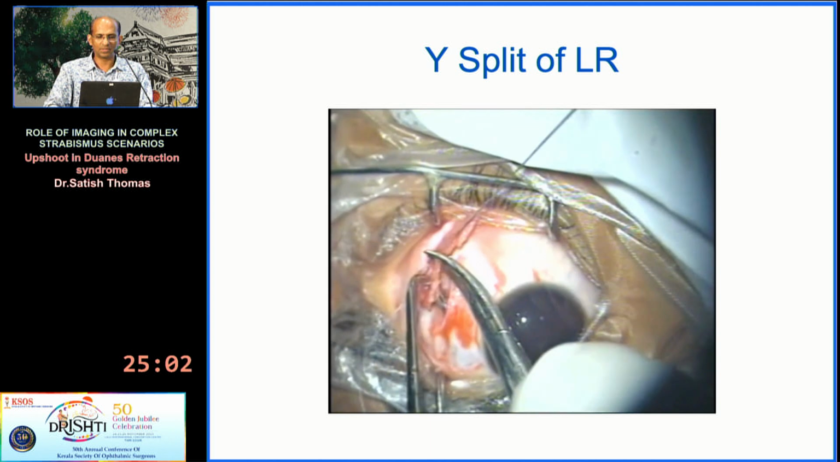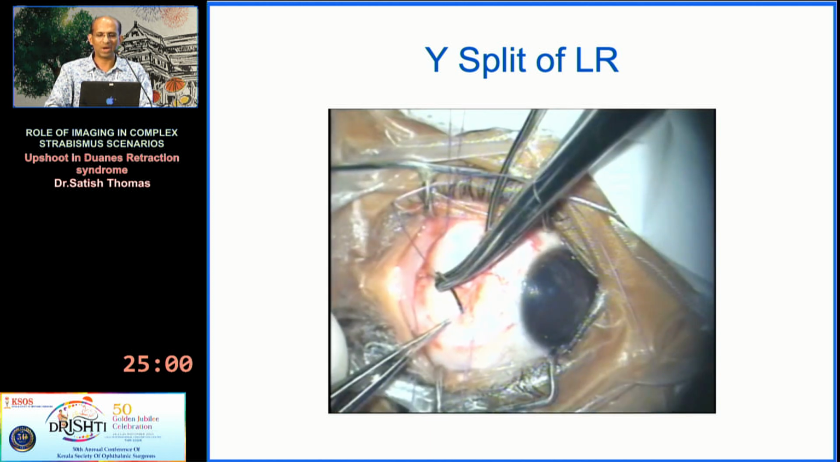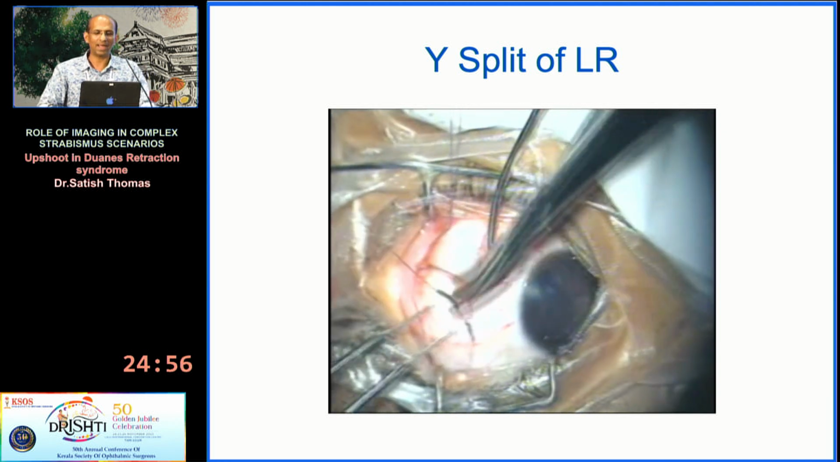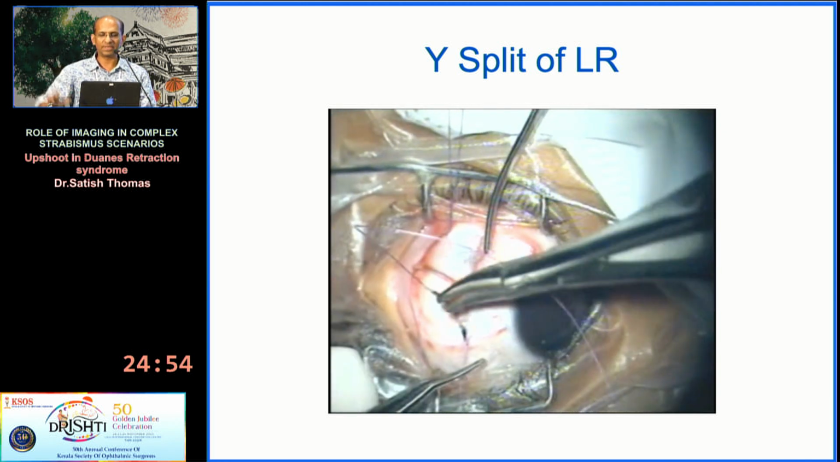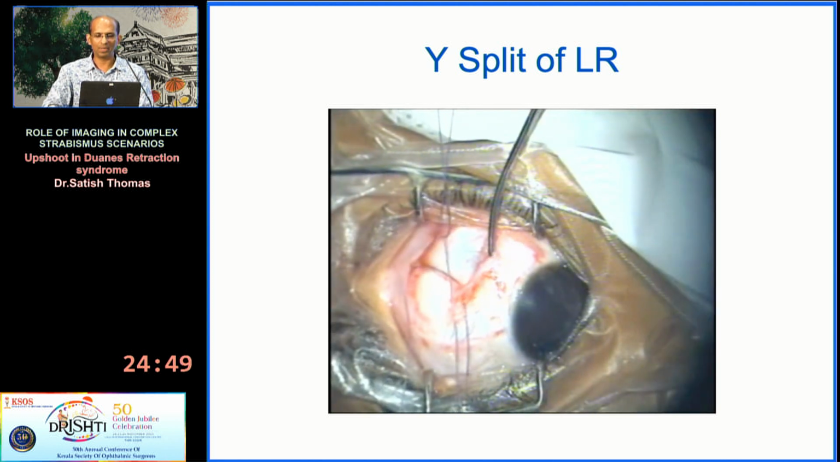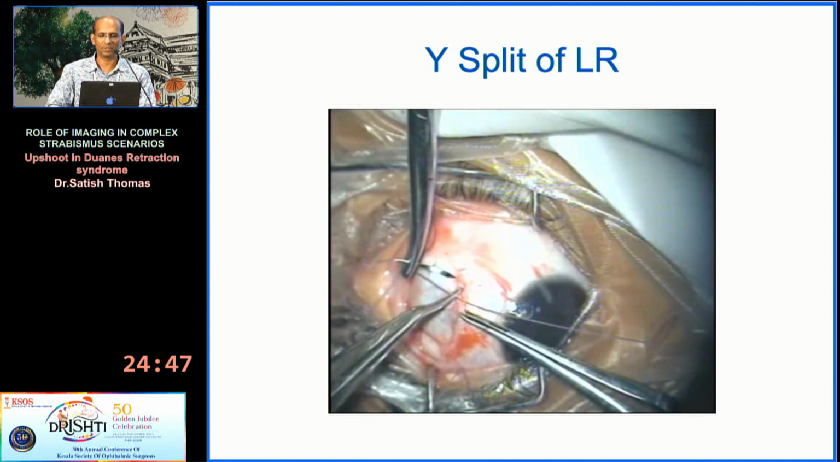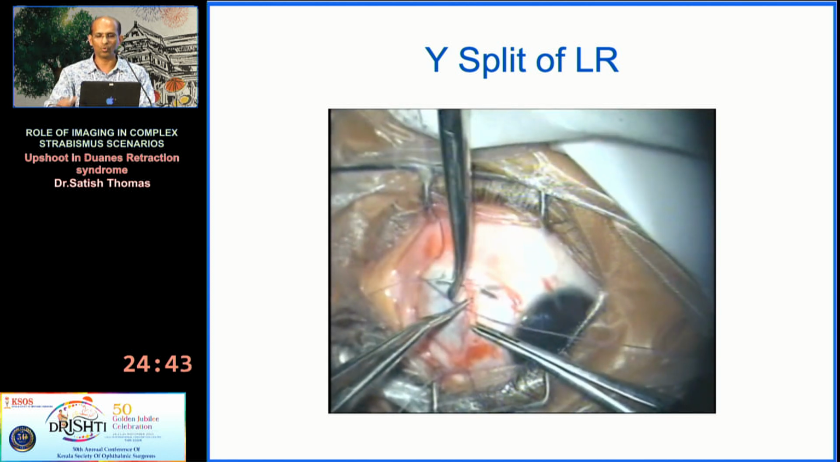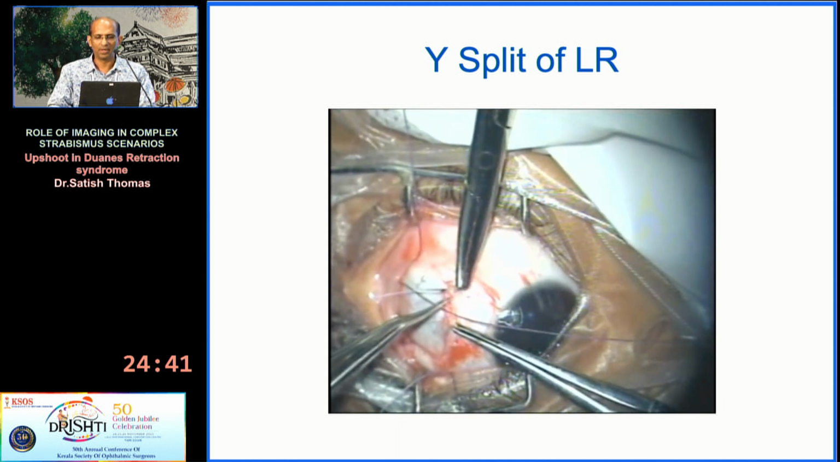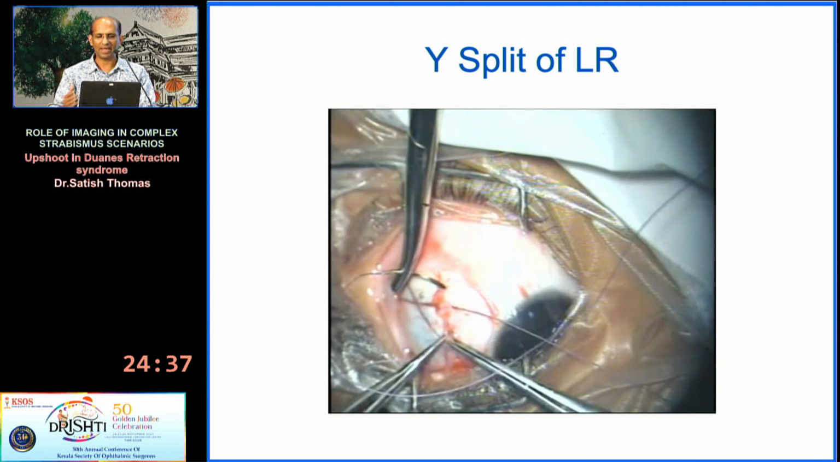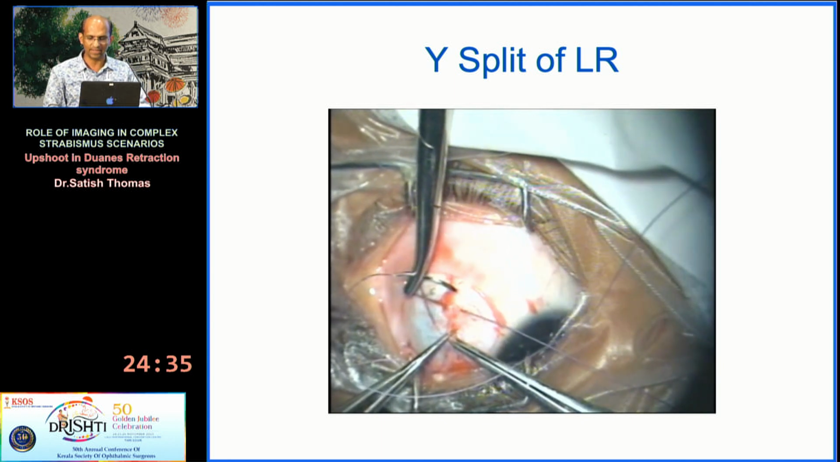So that's the muscle being split into a Y at its insertion, and then you reinsert it back, splitting the Y widely. So the upper limb is secured at the upper margin of the original insertion, the lower one at the lower insertion. If you want, you can combine this with a little bit of recession. I haven't combined it with a recession in this case.